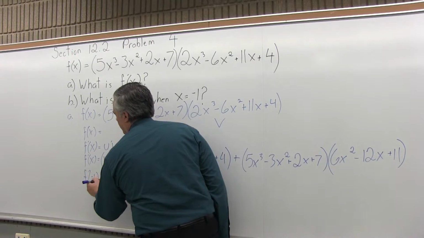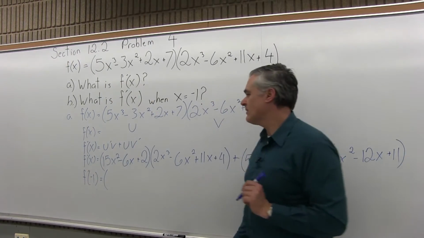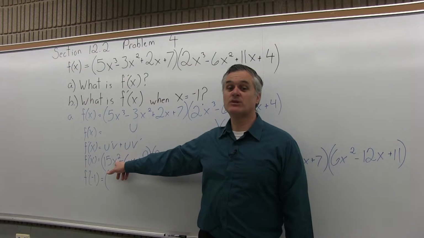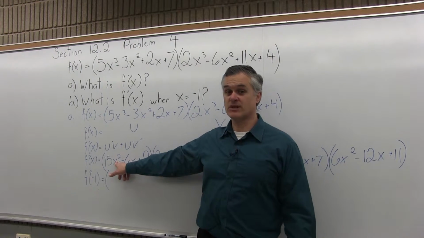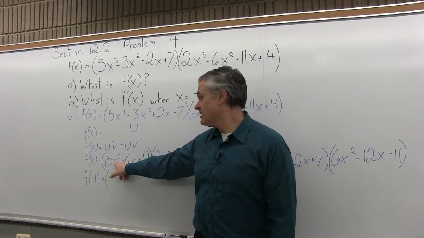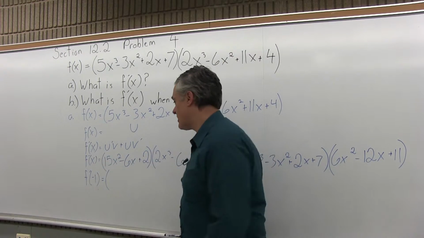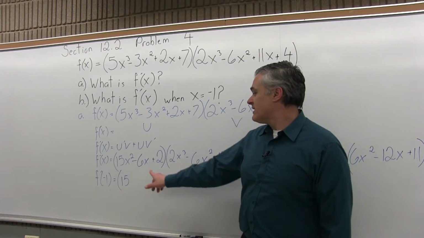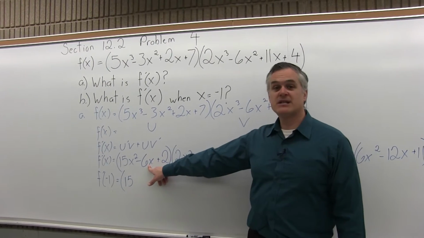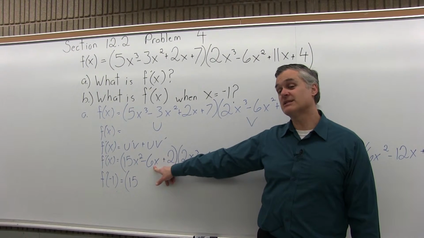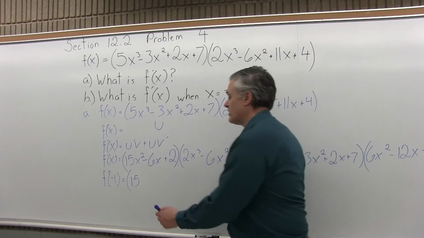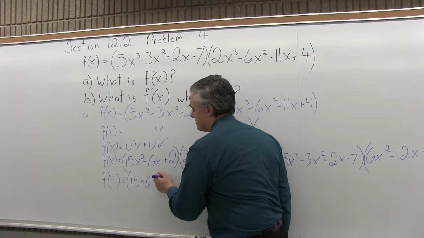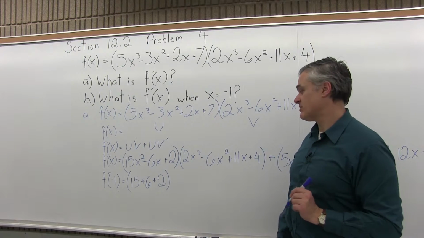So f prime of negative 1. 15x squared is 15 times negative 1 squared. Negative 1 squared is positive 1, right? Negative 1 times negative 1, the negatives cancel. So I have positive 1 times the 15 in front, which is 15. And then the next piece of my derivative is minus 6x, so it becomes minus 6 times negative 1. Minus 6 times minus 1 is positive 6. And then I have a plus 2. So that's the first set of parentheses.